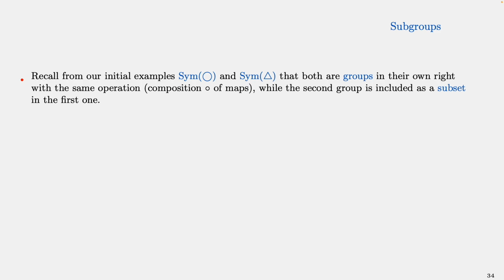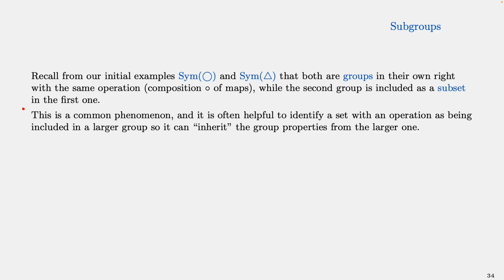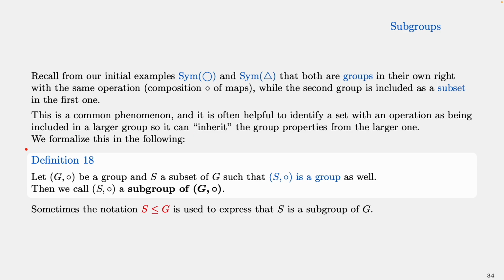Now let's have a look at subgroups. Recall from our initial examples, the symmetries of the circle and the symmetries of the triangle, that both of them are groups in their own right with the same operation, namely the composition of maps. But here the second group is included as a subset in the first one. And this is actually a quite common phenomenon, and it is often helpful to identify a set with an operation as being included in a larger group so that it can inherit the group properties from the larger one. And for this we make the following definition.